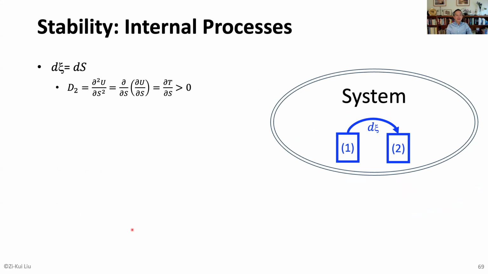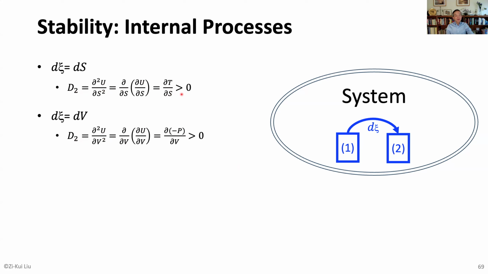Now we talk about the internal process, where we move different molar quantities. If we move entropy from position 1 to position 2, then when we calculate d2, it equals the second derivative of U with respect to S. That is the first derivative of U with respect to S, and then another derivative. The first derivative of U with respect to S equals T. So the derivative of T with respect to S must be positive. That means S increases and T must increase if the system is stable.